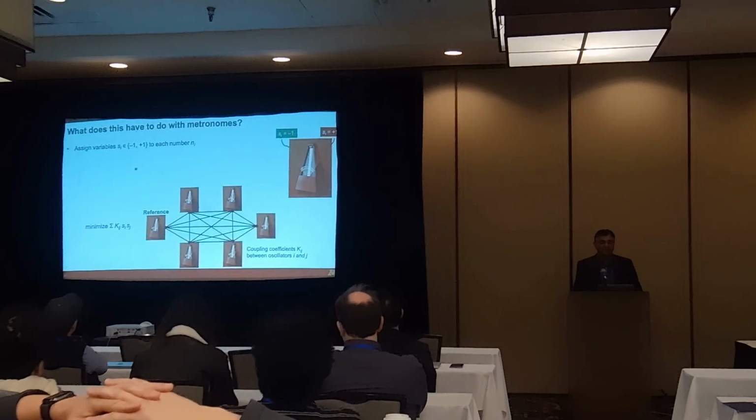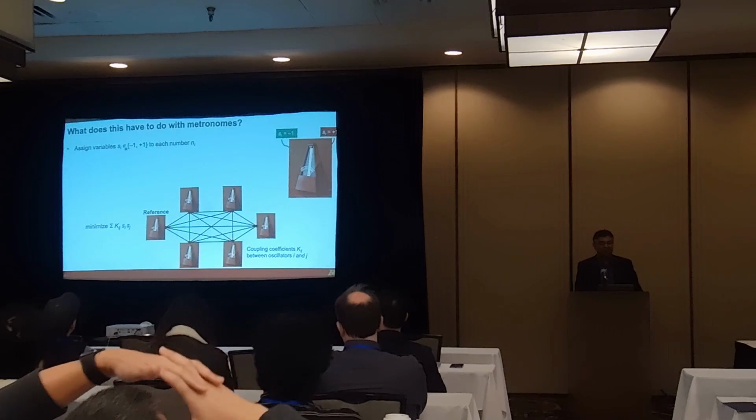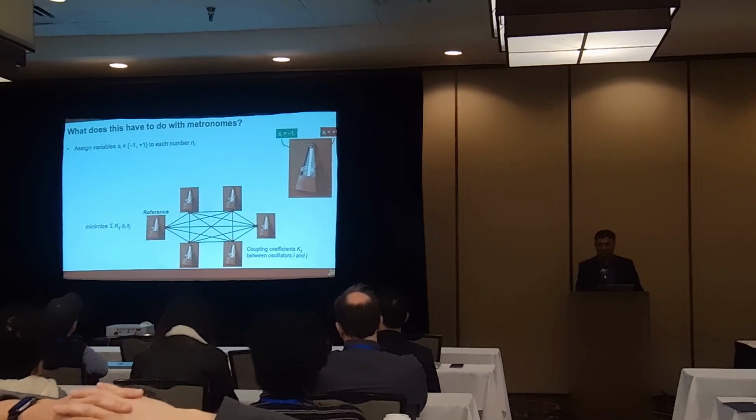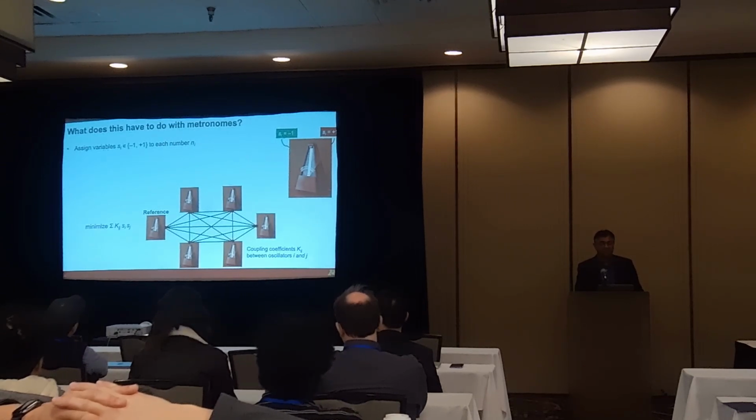Okay. So what does this have to do with metronomes? Well, I can actually take these minus 1s and plus 1s and assign them to the state of the metronome. So I can think of the phase of the metronome based on the reference phase. This could be the minus 1 phase, this could be the plus 1 phase. It's either in phase, which is 0 degrees, or out of phase, which is 180 degrees. And then I can connect up these metronomes using these weights, and these weights are the K_ij's, and that's the strength of the connection between oscillator i and oscillator j.